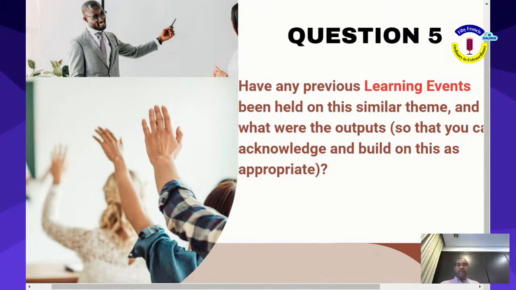Quite often, we don't look into that. So spend some time if you are planning an event. What was the output of a previous learning event and how has it been translated into the workplace? Now, what changes do I need? What tweaking do I have to make? So that it makes it more appropriate at this point.